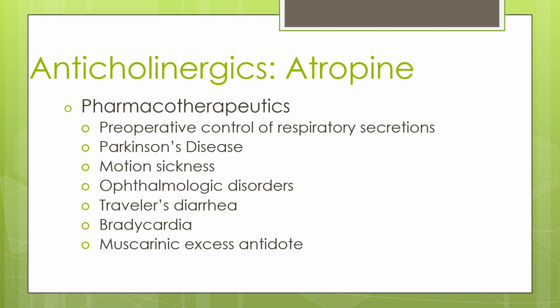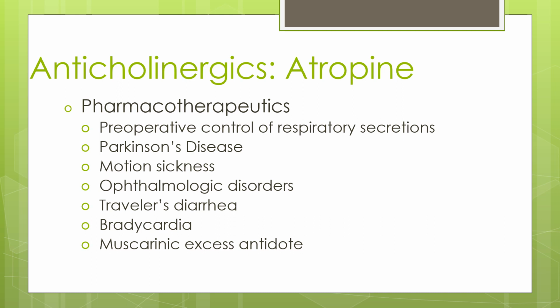You also see it in Parkinson's disease to help control the drooling. You're also going to see it potentially in motion sickness. You can also see it in ophthalmic disorders. They might use it to dilate your pupils. You can give it for what's called traveler's diarrhea. It's for patients who get anxiety and always having some diarrhea due to the shifting of their diet and how they react to the stress of traveling. It's also used for bradycardia. So if you give a little atropine, it can increase the patient's heart rate. It's also the antidote for someone who takes too much of their muscarinic excess medications, such as neostigmine.